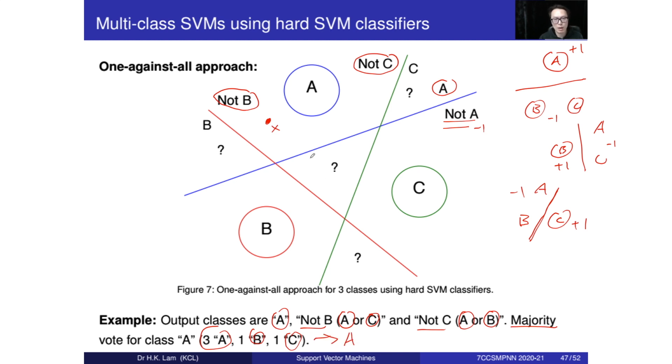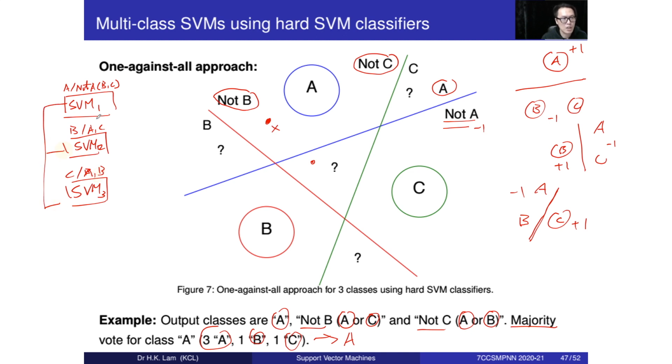The same issue happens when we have a point right here. You will find out that we cannot make a decision. So we can have some other alternative to deal with this case. Now the same, we have 3 SVMs. SVM 1 is for A versus not A, that is B and C. And then SVM 2, we have B versus A and C. And then SVM 3 is C versus A and B.